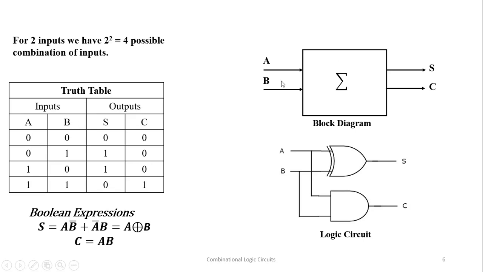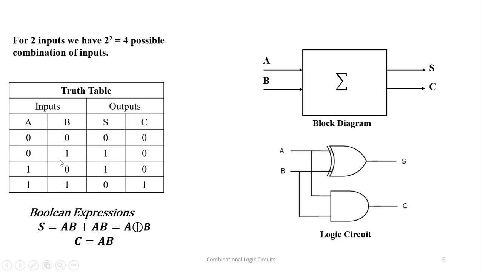So look, this is a block diagram. In the block diagram, these are the inputs A, B. We have two inputs and we have two outputs, sum and carry. So we have four possible combinations. For the sum output, when we add these two bits, 0 plus 0, the sum is 0, the carry is 0. When we add 0 and 1, the sum is 1 and the carry is 0.